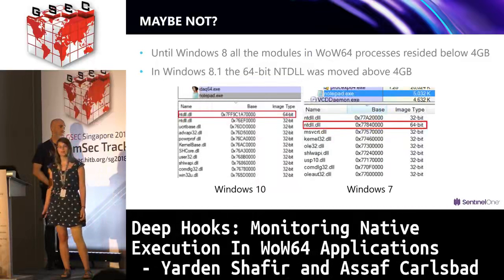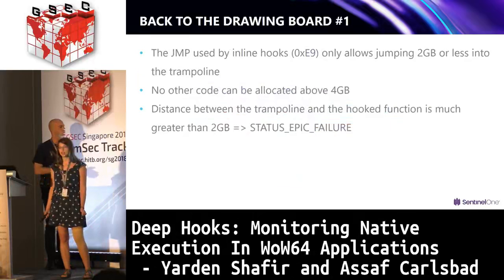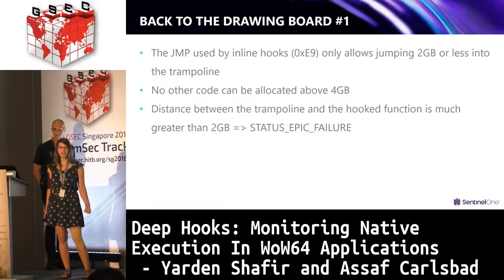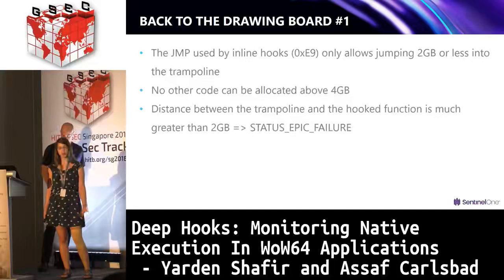Why is that a problem? Well, the jump instruction that we use to overwrite the prologue of the hooked function is actually a relative jump that receives a 4-byte offset. What this means is that this jump can only pass a distance of up to 2 gigabytes from our hooked API function to our trampoline, which we allocate ourselves. In Windows 7, that's fine. We can allocate our trampoline right next to the native NTDLL and usually have a distance of way less than 2 gigabytes to go through.